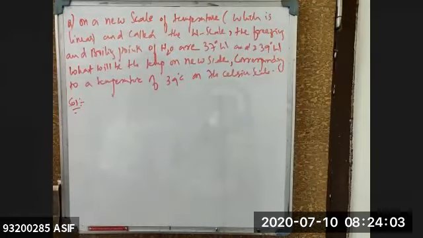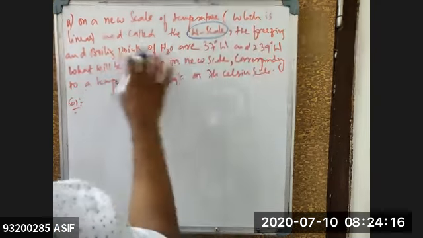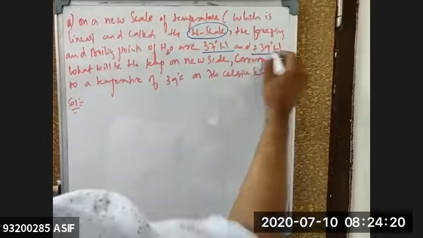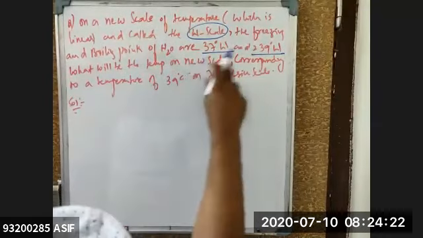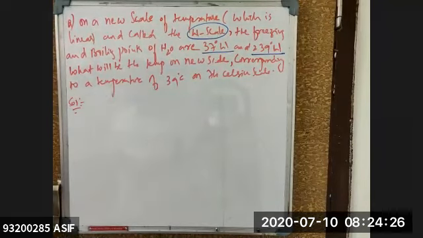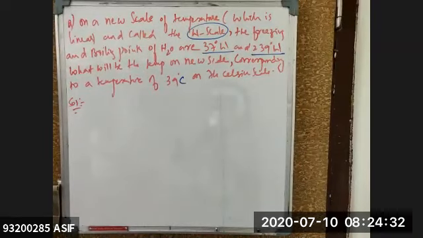So read the question carefully. On a new scale of temperature, which is linear. Linear means it is a straight line, and it is called the W scale. The freezing and boiling points of water are 37 degrees W and 239 degrees W. What will be the temperature on the new scale corresponding to a temperature of 39 degrees centigrade on the Celsius scale? Right, sir?